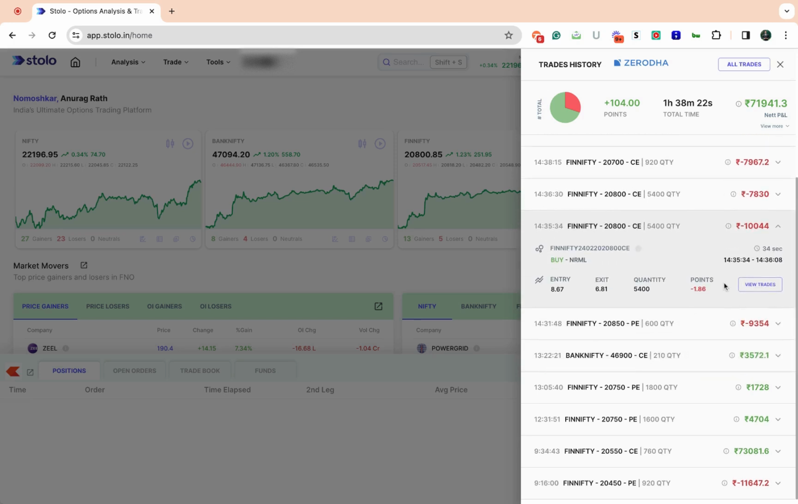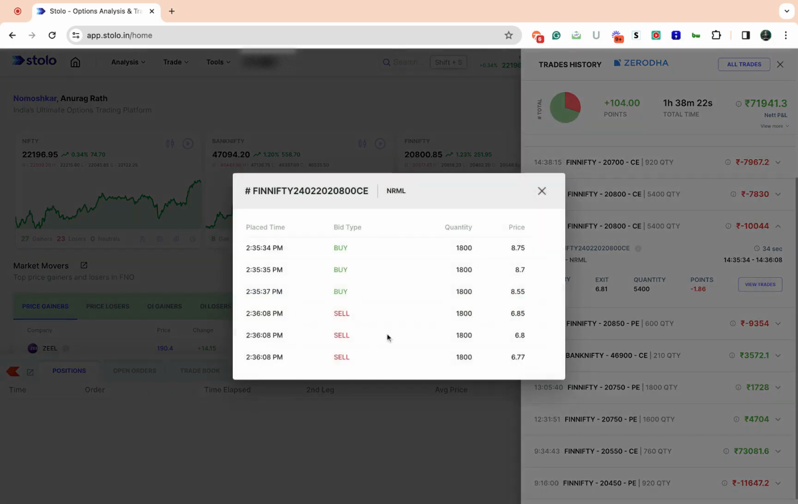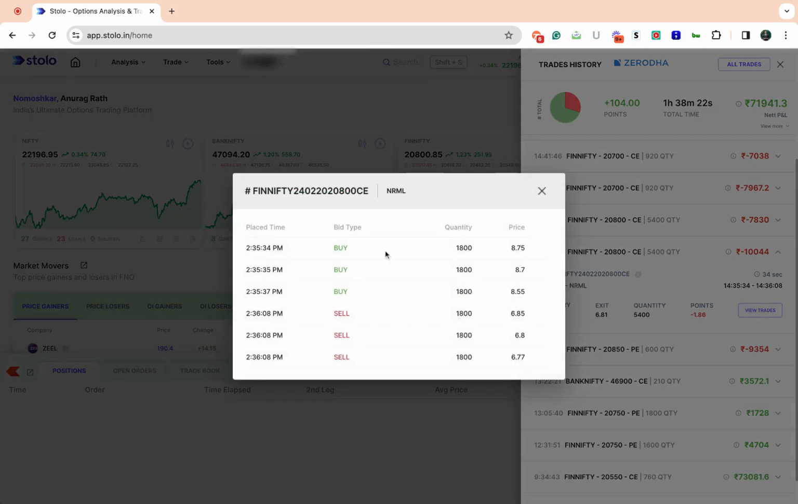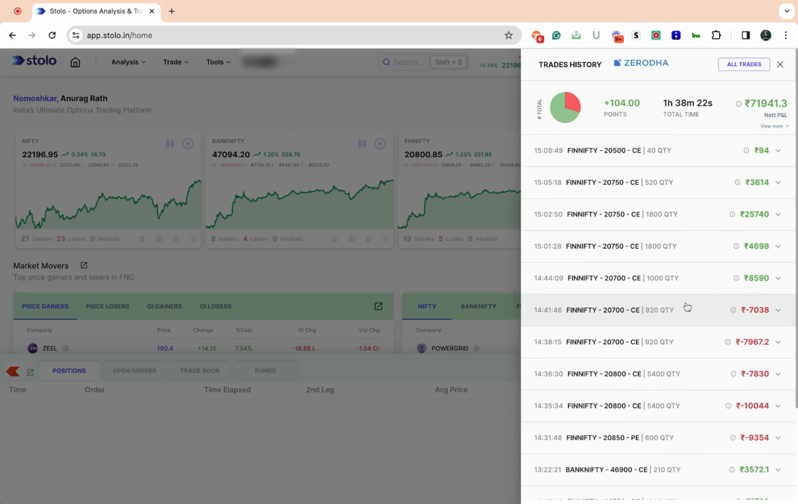Also, if you have taken multiple trades, you can see all the trades inside that specific trade. For example, here 5,400 quantity, it was multiple buys. At 9:35, 34 seconds, there was one buy. Again at 9:34, 35, there was another buy of 1,800, and that led to one complete order of 5,400 quantity. Similarly for the sell side as well, and you can see the price at which it was bought or sold. Similarly, you can see it for every single trade.